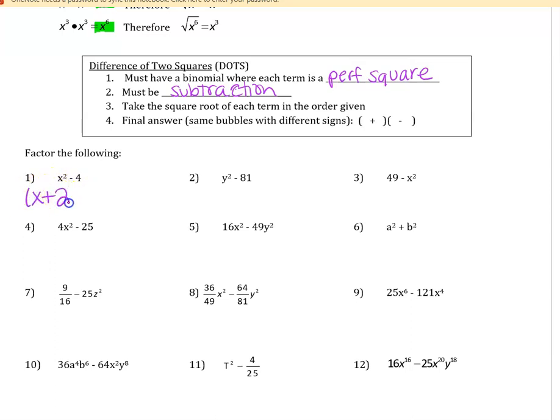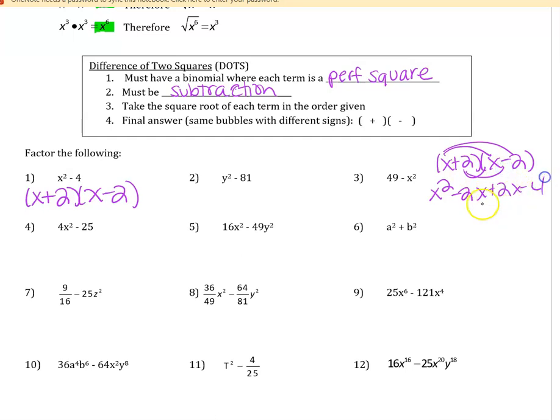x squared minus 4 is just x plus 2 times x minus 2. Okay, now you don't have to write this, but here's why. I'm just going to do this off to the side. Let's actually FOIL this out. If you were to do FOIL, you would get x squared minus 2x plus 2x minus 4. And those inner and outer terms would drop out, and you'd end up with x squared minus 4. So that's why this is the appropriate factoring.